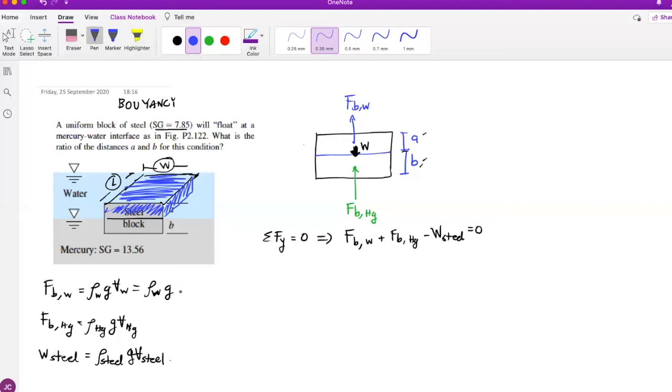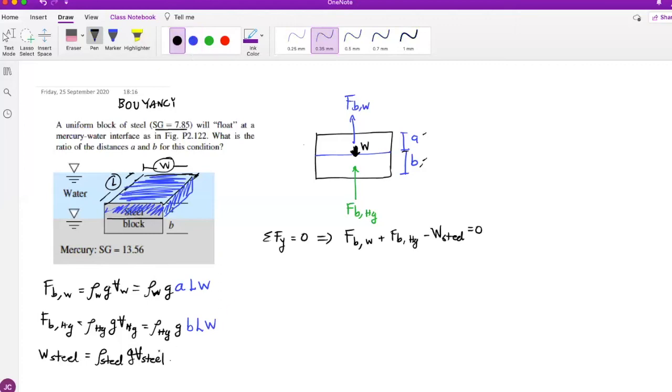This one, the volume, would be A times L times W. Okay, that's the volume lying in the water. Now I'm going to put the same thing for the mercury, but with some other information. This is the mercury, the g, and the volume lying in the mercury, which is, I'm going to put something else, this one is B, L, and W.